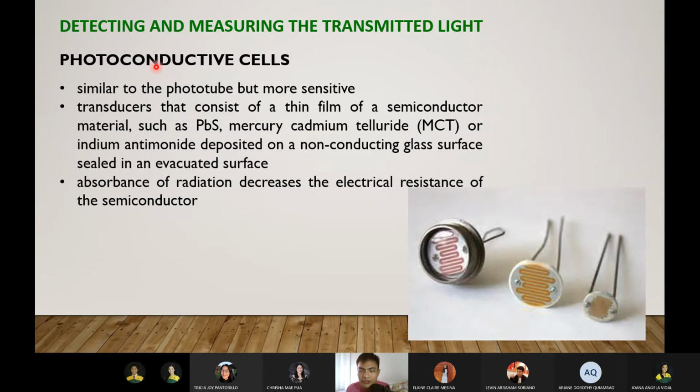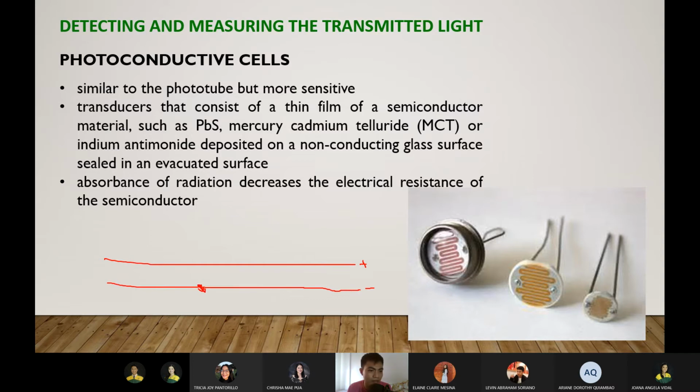The other improved version is called the photoconductive cell. So instead of using metals, we use semiconductors. This is a similar idea with solar panels. Ano ba nangyari sa solar panel? So nangyari sa solar panels that pag may semiconductor ka, you have a positive terminal and a negative terminal.